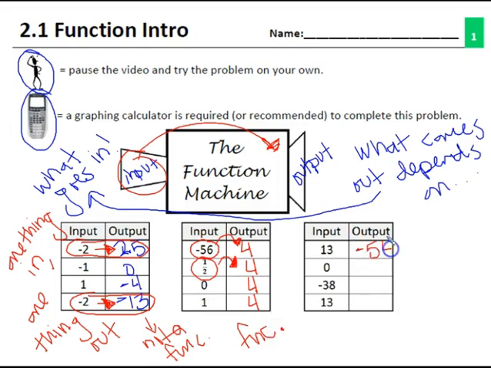Over here, let's try another one. Maybe I'll throw in a decimal. Okay. And taking a look here, if I put in 13, I get out negative 54. 0 gives me 12, negative 38 gives me 0.2. Here's 13 again. Okay, notice how it's listed twice, just like how this one was, but there's a major difference with this one. It is listed twice, but it has the same output value. These were different. So if I put in 13, I get out negative 54. I put in 13, I get out negative 54. I kind of just have the same thing written twice.